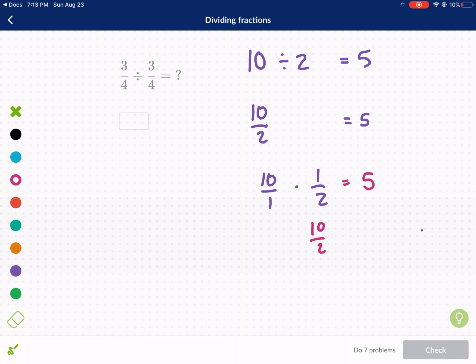Now, how is this divide by 2 the same thing as multiply by 1/2? Well, division is the same thing as multiplying by, what's this thing called? The reciprocal.